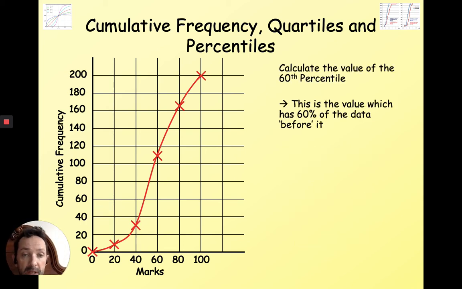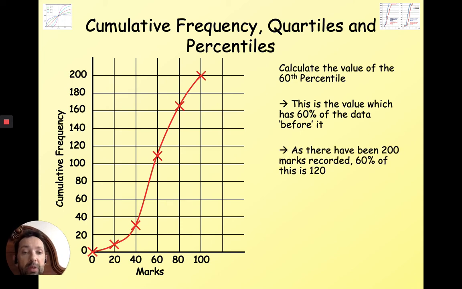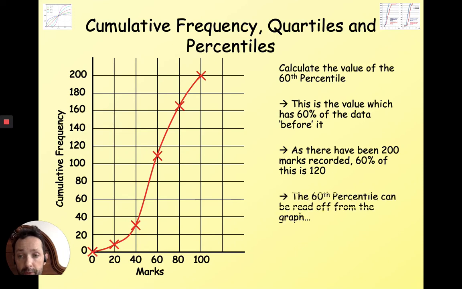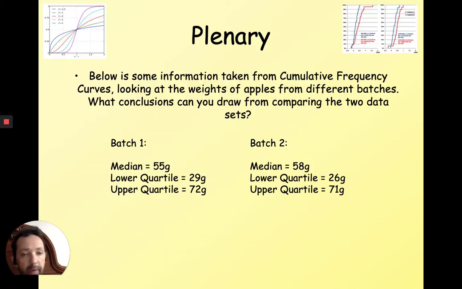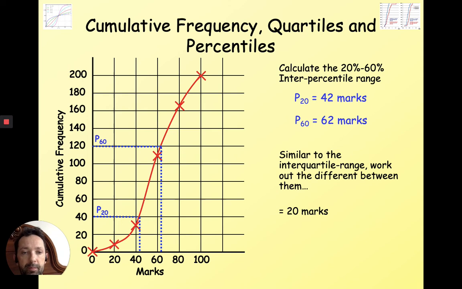Okay, 60th percentile, again, you have to look at your cumulative frequency totals. 60% of 200 is 120, so I look at that, and 60% of all of my data should be below that mark, which is about 62. So 60% of all of the pieces of data are below 62 marks. Okay, to calculate the interpercentile range, nice and easy, it's just the difference between the two.